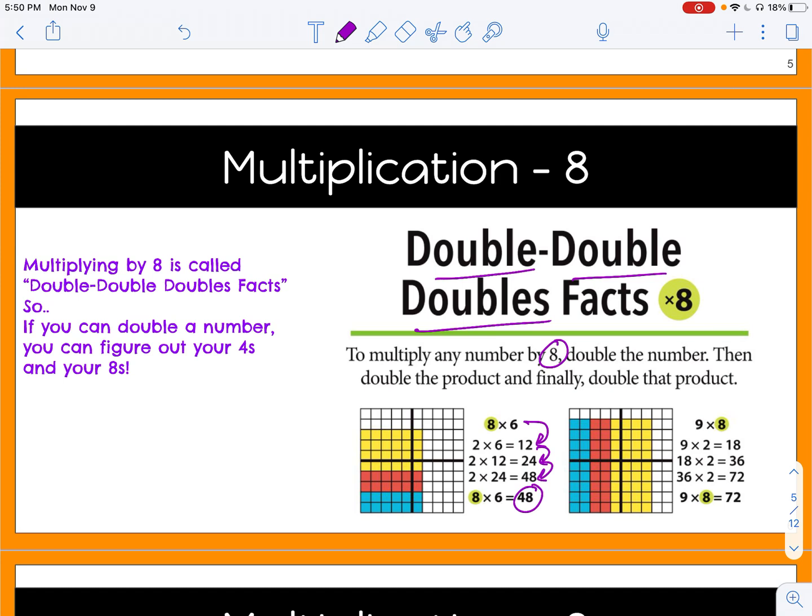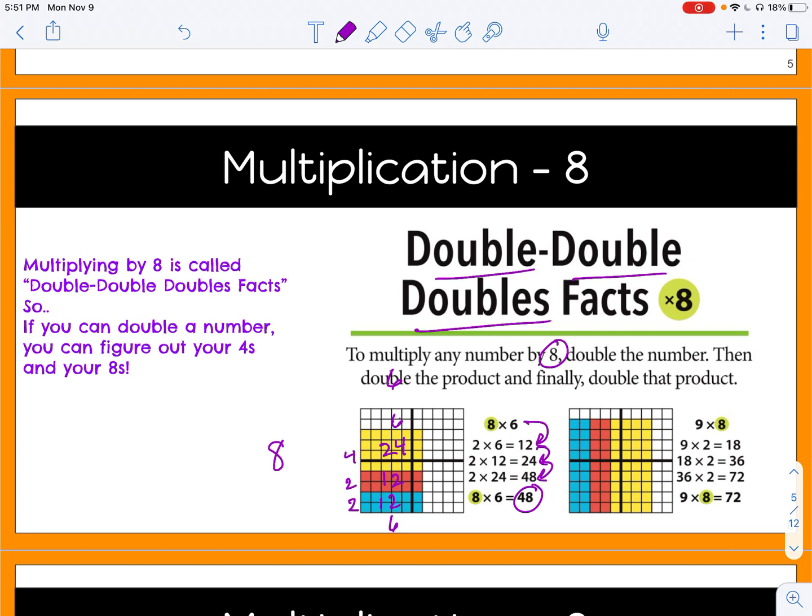So if you look over here on the arrays, I'm going to put 8 total, and over here I have 6. Okay, so here I'm going to break this apart. I have 2 times 6, which is 12, so I'm adding those two together. Then I have 4 times 6, and I'm going to get 24. And if I total those all together, I'm going to get 48.